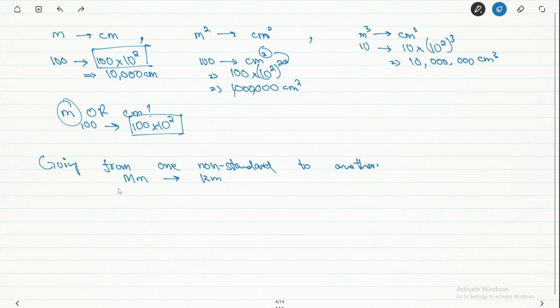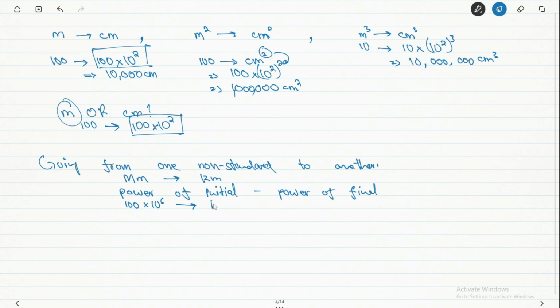The power of 10 would go like 10 to the power of initial minus power of final unit, right? So for example, we have 100 megameters. Its power is 10 raised to the power of 6.